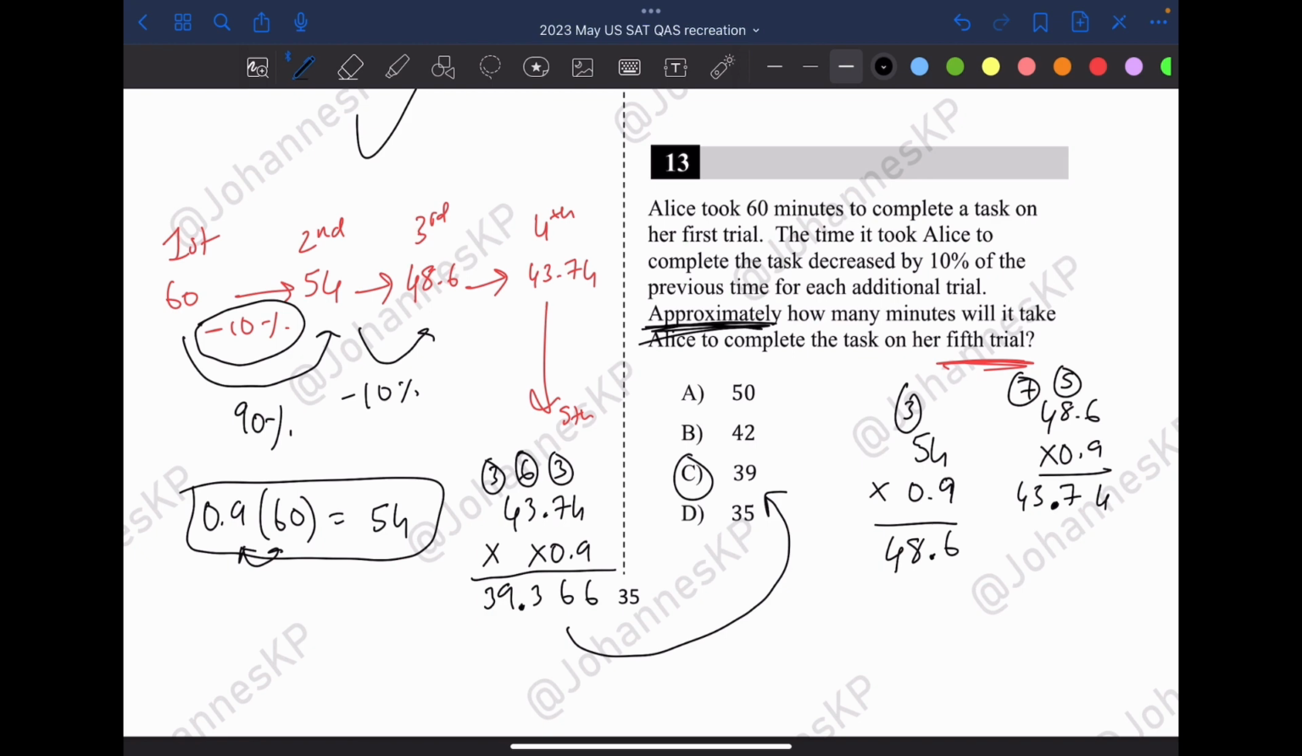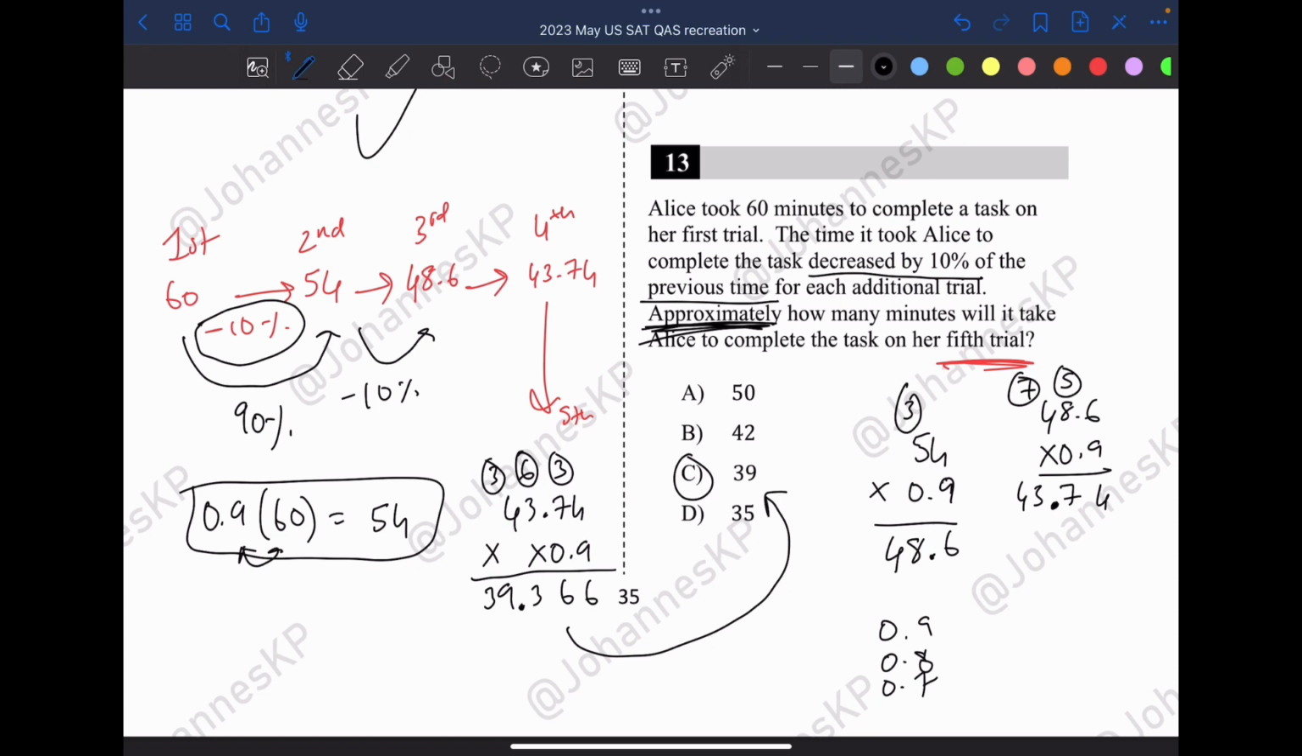And once again, don't make the mistake of multiplying by 0.9, then 0.8, then 0.7, because that's wrong. You would be multiplying the original timing, but it says here that it took 10% decrease of her previous time. So if it's always compared to the previous time, you have to find it one by one.